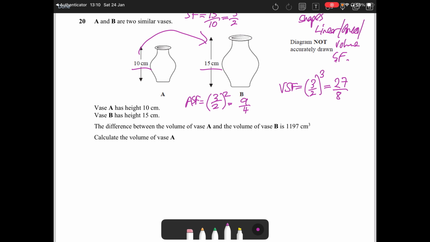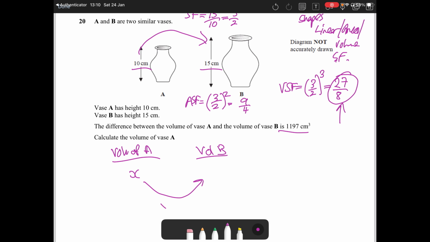Now, before you get excited, this is a bit more tricky. Usually, if you were given the volume of the small or large shape, you would just either multiply or divide by that, 27 or 8, and life would be easy. Alas, it is not that simple. So let's just say the volume of A, let's just call it X, and the volume of B. Now, using this fraction, usually you'd multiply it by 27 over 8. You'd get 27 over 8 lots of X.